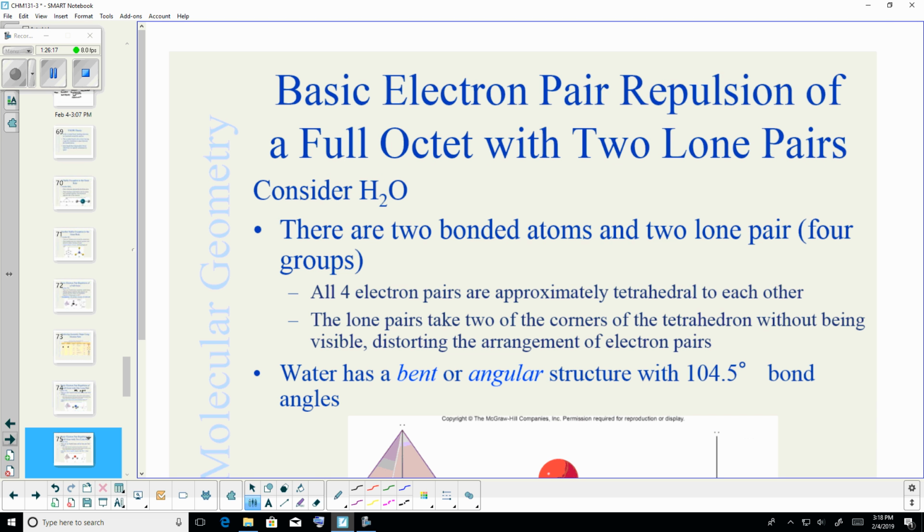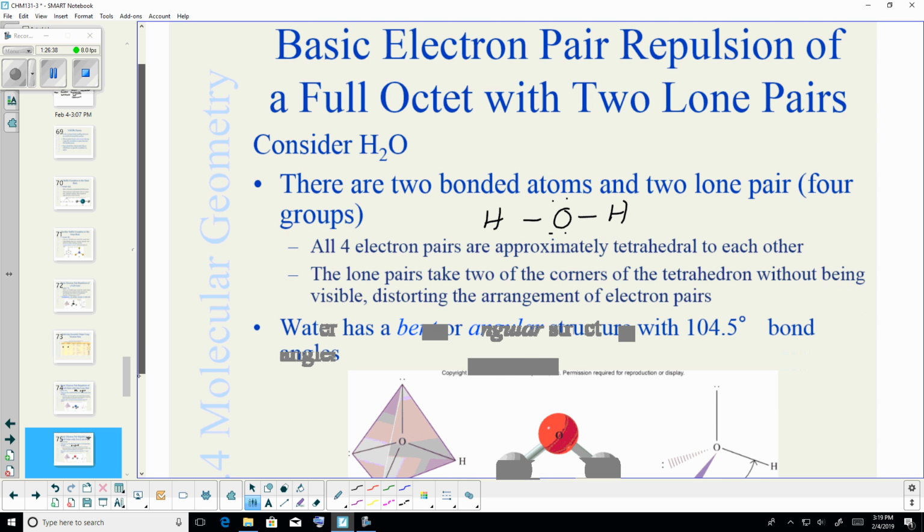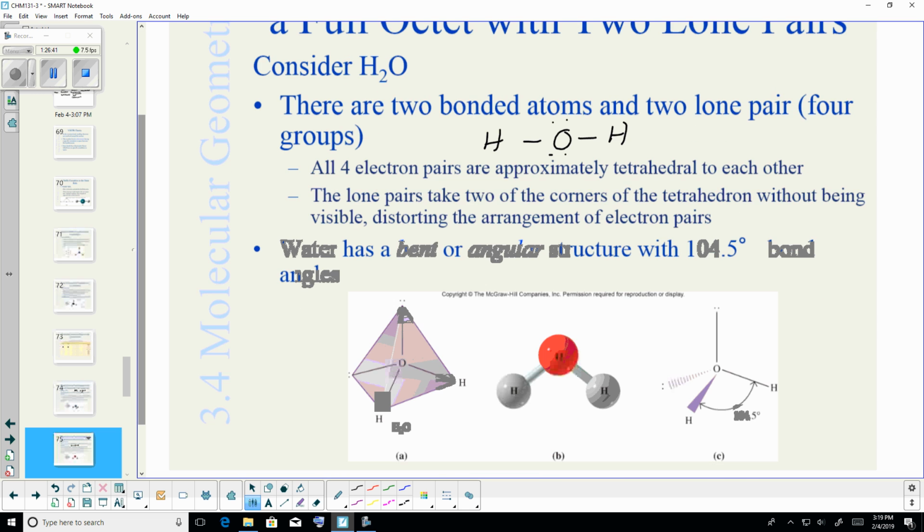If you look at water, again, remember when we did the Lewis structure, it has 4 things around it. 2 lone pairs, 2 single bonds. So electronically, it's going to be tetrahedral. But we have 2 lone pairs. We don't see this. All we see is this, so it's bent.